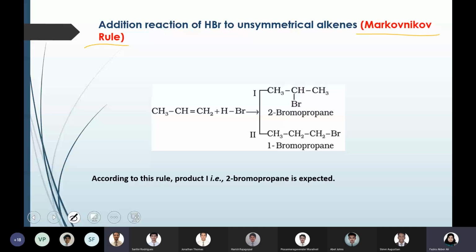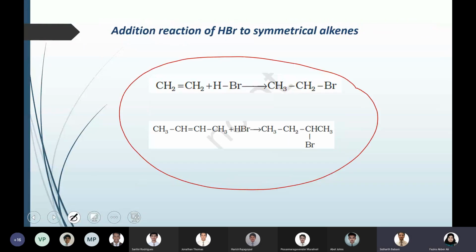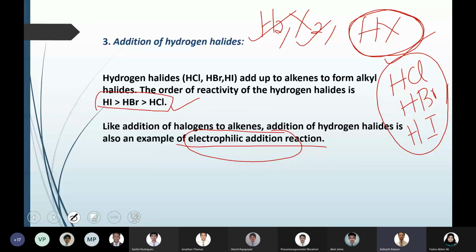Ma'am, could you show the third property just for a second? Which one? Third property, third reaction. Yeah.